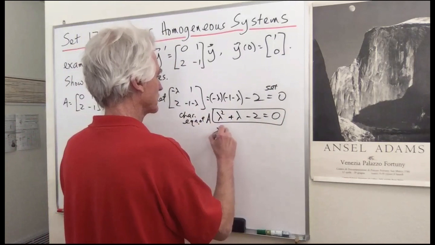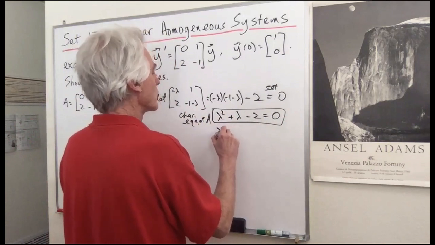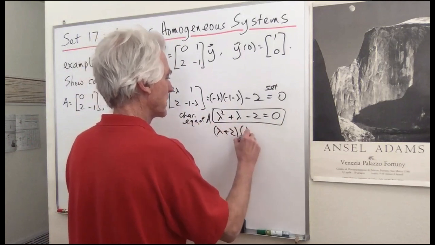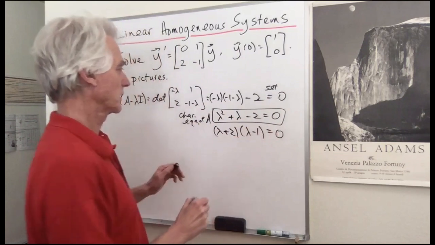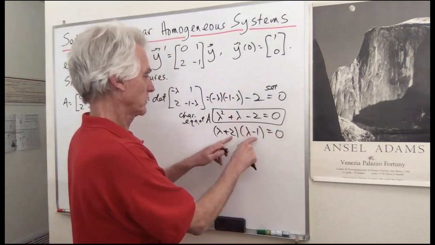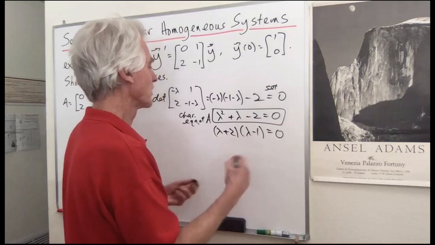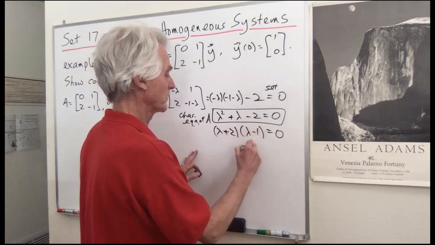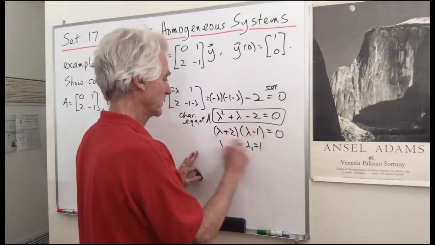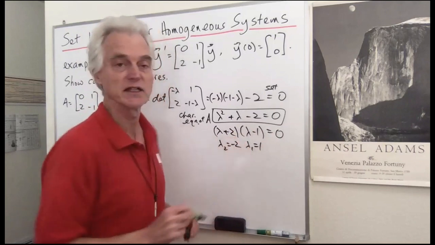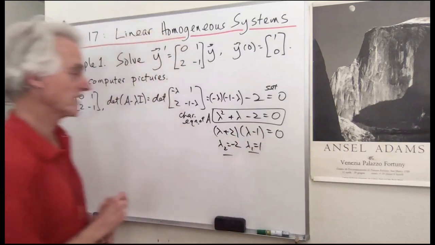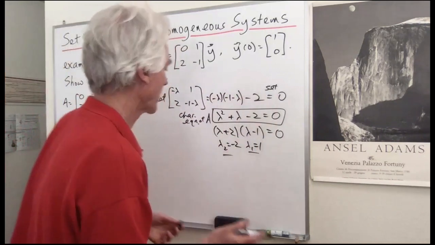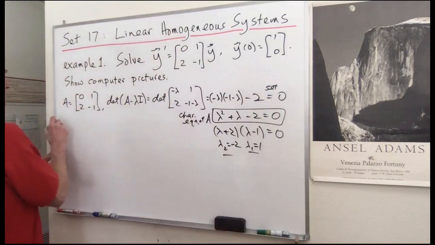So what is that? Hopefully that factors: lambda plus 2, lambda minus 1 equals 0, right? Because 2 minus 1 is 1, 2 times negative 1 is negative 2. Good. I could call that lambda 1 and that lambda 2, but let's call lambda 1 is 1 and lambda 2 is minus 2, just so they kind of make sense. Remember, I can call either one lambda 1. It's all right. So let's find the eigenvectors.